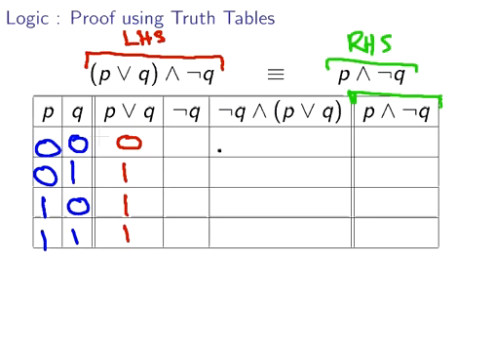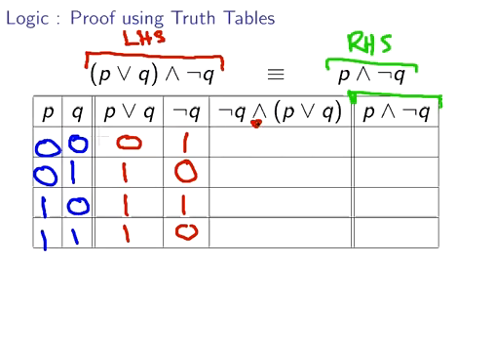Now, not Q is the next column we're going to look at, and we're going to look at the values here. So if we have a 0 here, the not Q is 1, and if we have a 1 here, the negation of that is 0. So the negation is the operation for the not statement. So 0, that gives us a 1. We have a 1 in Q, that gives us a 0 there. 1 and 0.